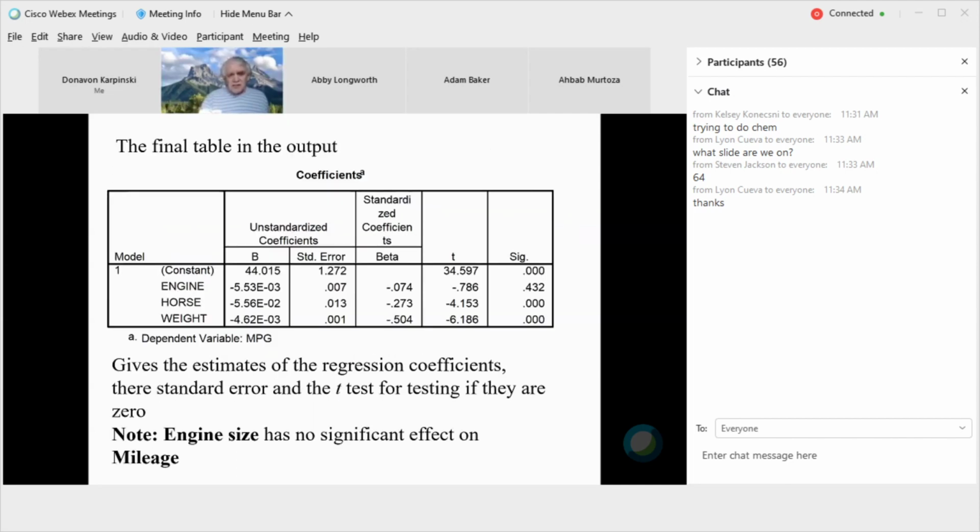Here's a final table. This is giving you the estimates of the regression coefficients and their standard error, and test to see if the regression coefficients are 0 or not. Looks like engine size is not significant. Its p-value is not less than 0.05 or 0.01. All that means is that once you've got horsepower and weight, engine size is not important.